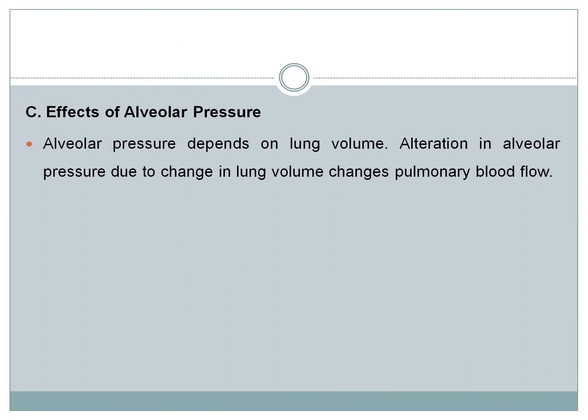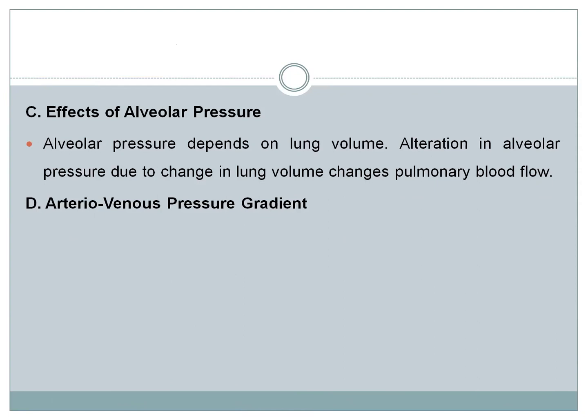The third important factor which affects the pulmonary blood flow is alveolar pressure. So again alveolar pressure will be depending on the lung volume. So alteration in the alveolar pressure due to change in the lung volume changes the pulmonary blood flow, and then it will be affecting the blood flow plus the resistance.